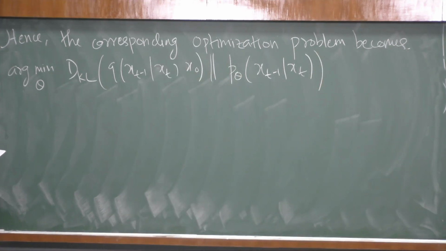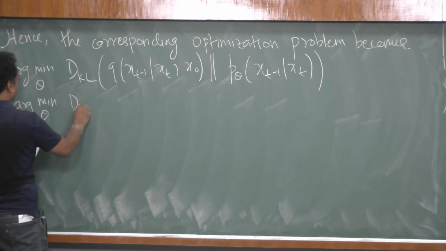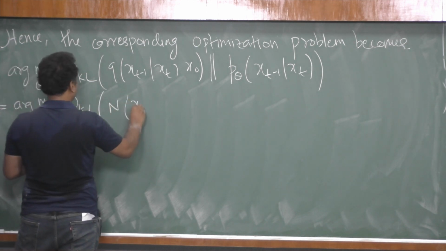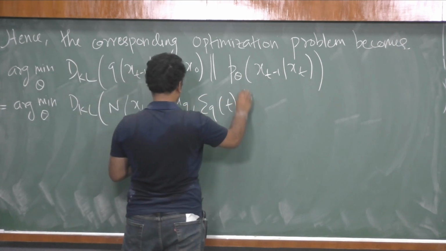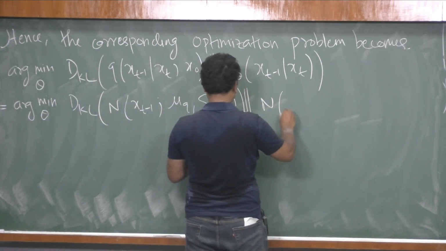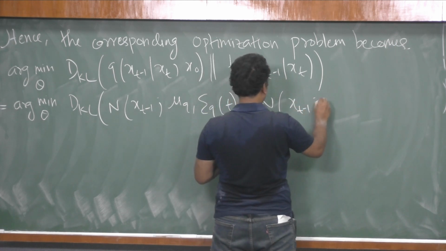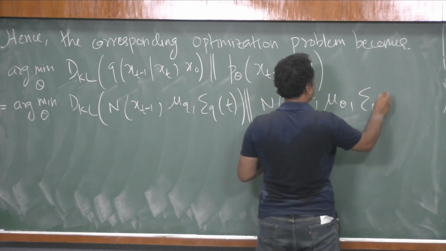We have this new transition mean, so we will just plug in those expressions now. We have done this before, so these are similar steps. This is the KL divergence between normal of x_{t-1}; mu_q, sigma_q^2 and normal of x_{t-1}; mu_theta, sigma_theta.